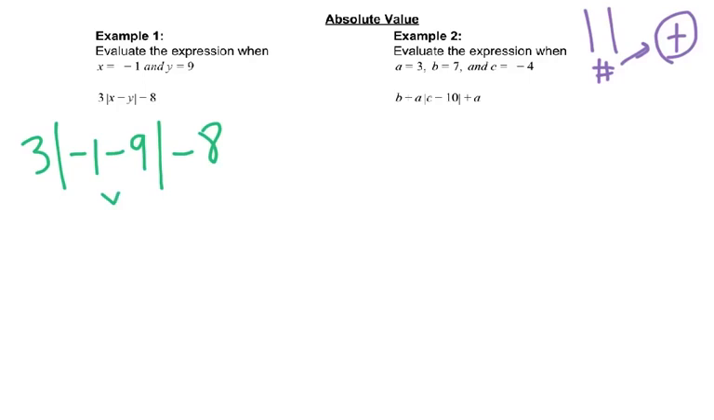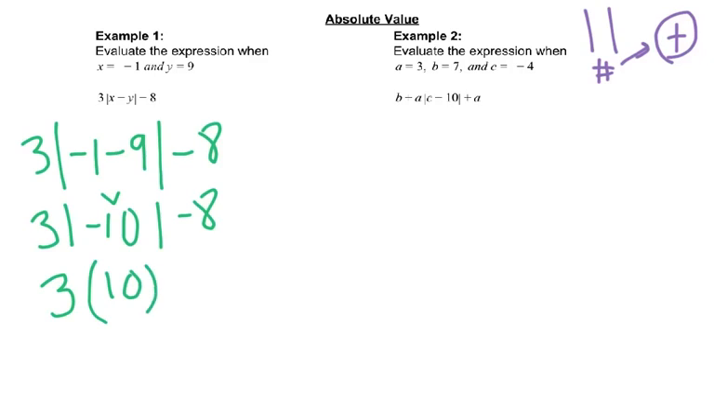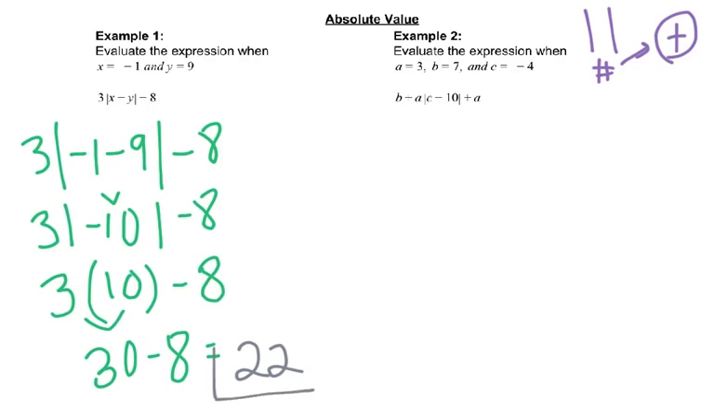We're going to simplify what's in the absolute value bars first. That gives us negative 10 minus 8. Now, this 3 is still going to hang out here. When we take the absolute value of negative 10, it's just positive 10. So this turns to a positive 10, like so, minus 8. Now we do our 3 times 10, which is 30, minus 8 equals 22.